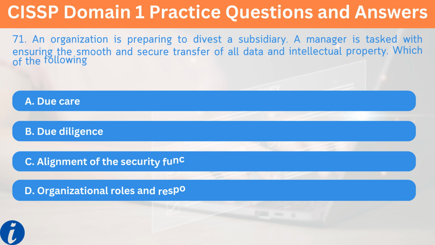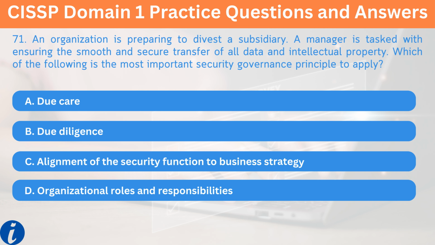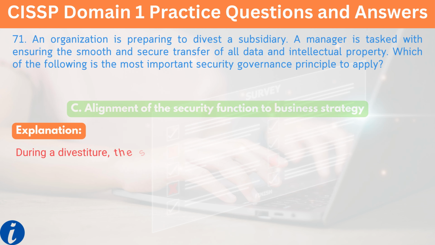71. An organization is preparing to divest a subsidiary. A manager is tasked with ensuring the smooth and secure transfer of all data and intellectual property. Which of the following is the most important security governance principle to apply? A. Due care. B. Due diligence. C. Alignment of the security function to business strategy. D. Organizational roles and responsibilities. The correct answer is C.